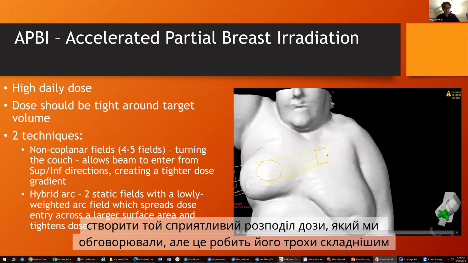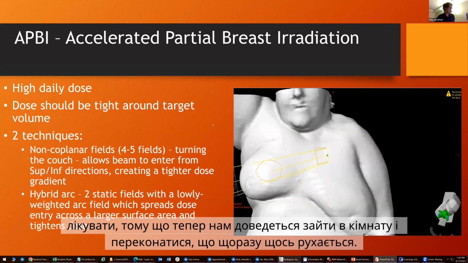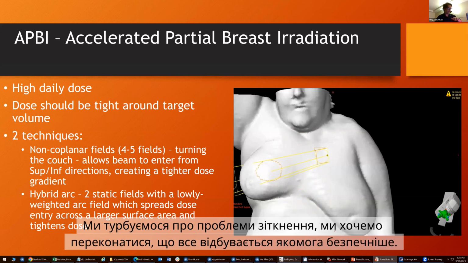which does create that favorable dose distribution that we discussed, but it does make it a little more complicated to treat, because now we would have to go into the room and make sure that anytime something is moving, we worry about collision issues. We want to make sure that everything is happening as safely as possible.